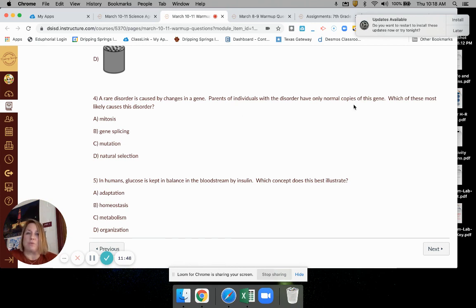The parents have normal genes. They do not have the disorder. So for their child to have it, there would have had to have been a genetic mutation. So the best answer is C.